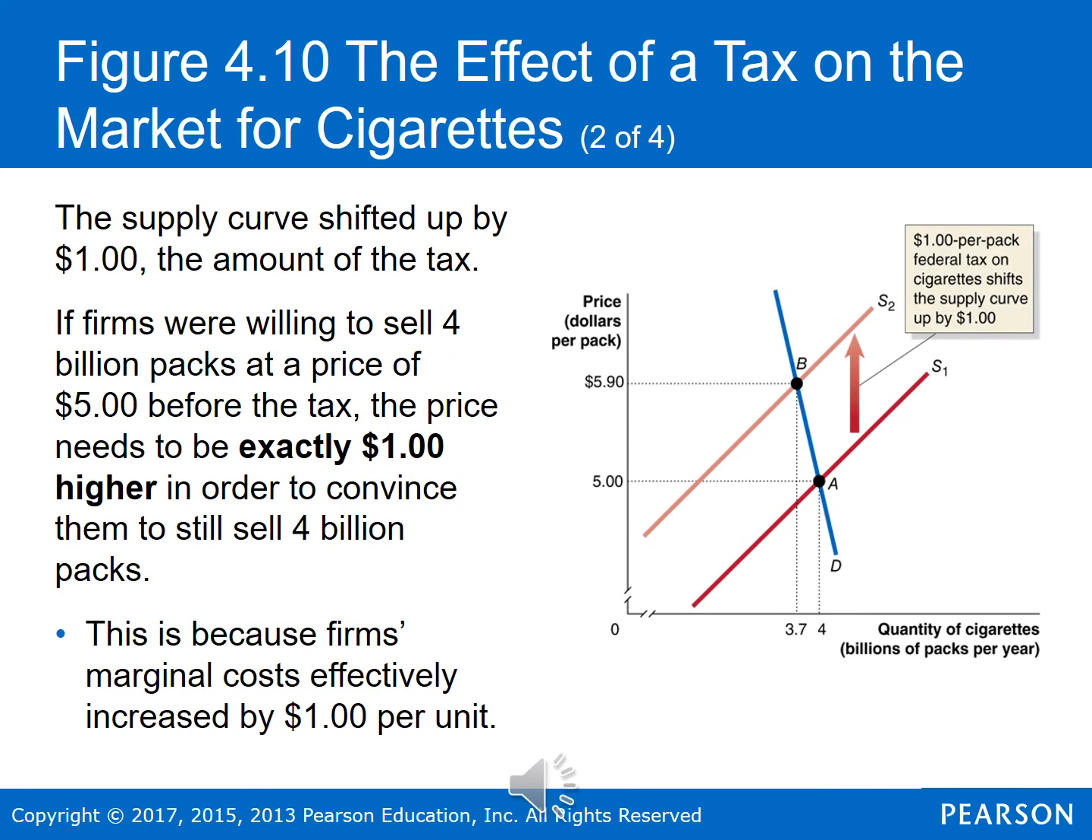So the curve shifts up by $1, the amount of the tax, because it increases firms' marginal costs by $1 per unit. But the price it's being sold at is not going to be $1 higher, because the demand curve is not vertical. Because there's a slope to it, it's going to be where the demand curve crosses this new supply curve. In this case, it's going to be at a price of $5.90, so point B. And at that price, the quantity sold will be 3.7 billion packs of cigarettes per year.